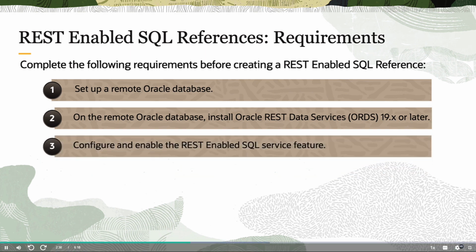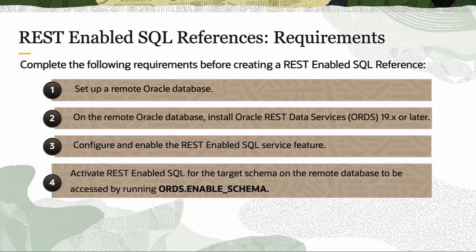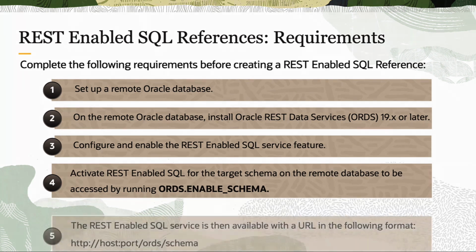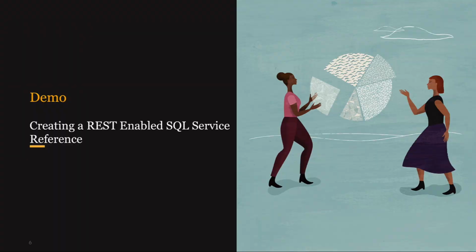Configure and enable the REST-enabled SQL service feature. See Configuring REST-enabled SQL Service Settings in the Oracle REST Data Services Installation, Configuration, and Development Guide. Activate REST-enabled SQL services for the target schema on the remote database to be accessed by running ords.enable_schema. The REST-enabled SQL service is then available with a URL in the following format: http://host:port/ords/schema. Let us see a quick demo on creating a REST-enabled SQL service reference.